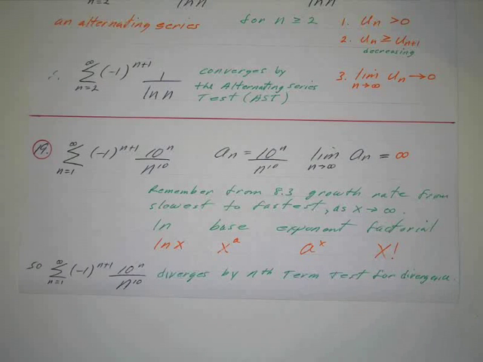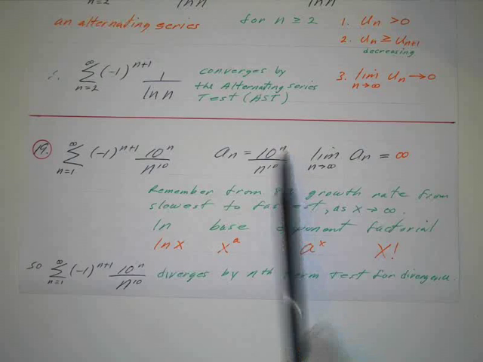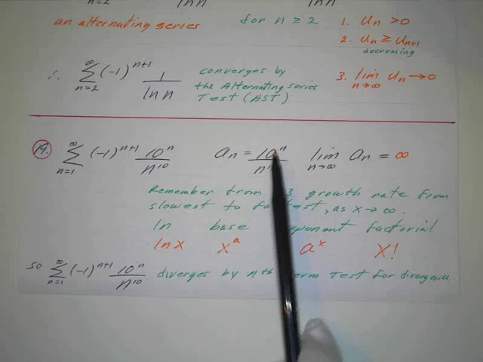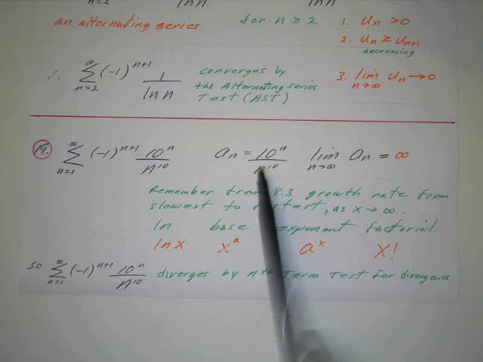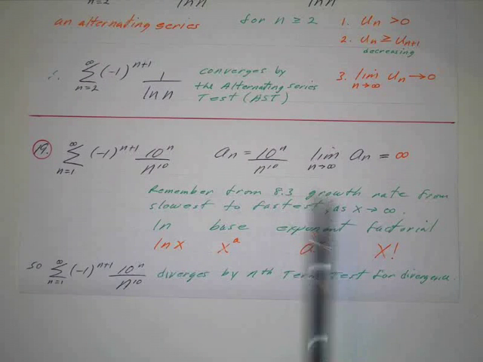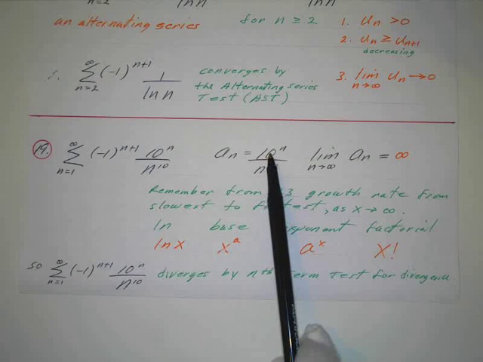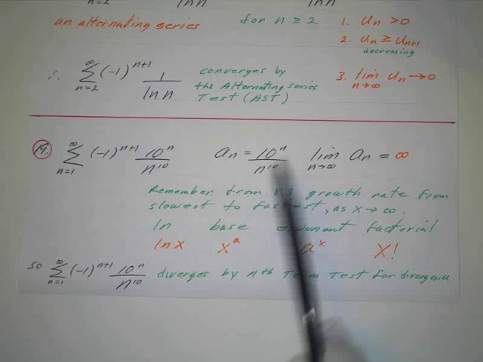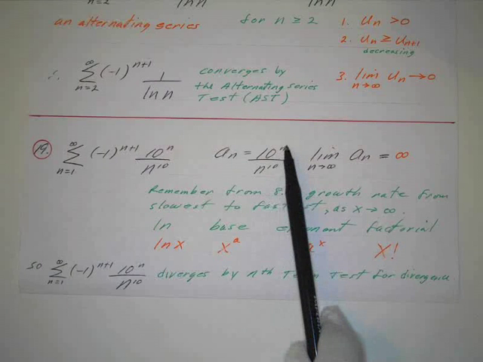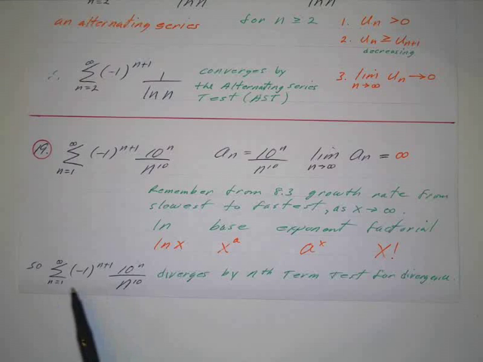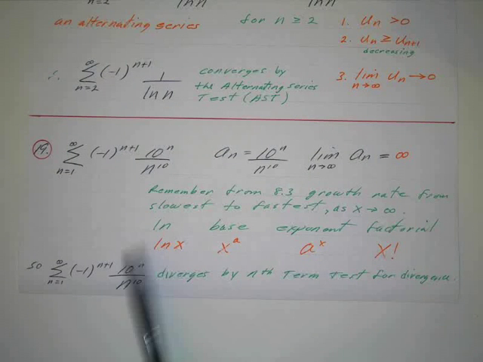So when I look at this, I've got 10 to the n, and n as a power over n as a base, so this will grow faster. If the top grows faster than the bottom, as we go to infinity, the limit is infinity. And that's back from section 8.3. If the bottom grows faster than the top, then it will be 0. So in this case, I've got 10 as a base and n as a power. Power grows faster than base, so it's going to be infinity. Therefore, we can say that this diverges by the nth term test for divergence.